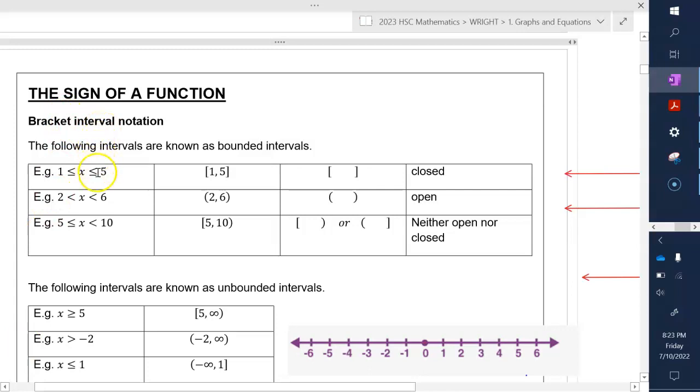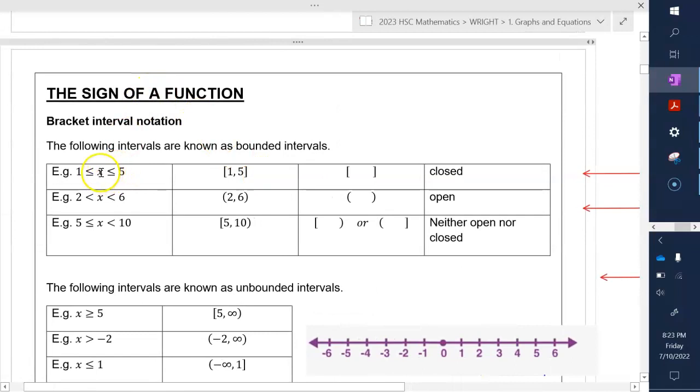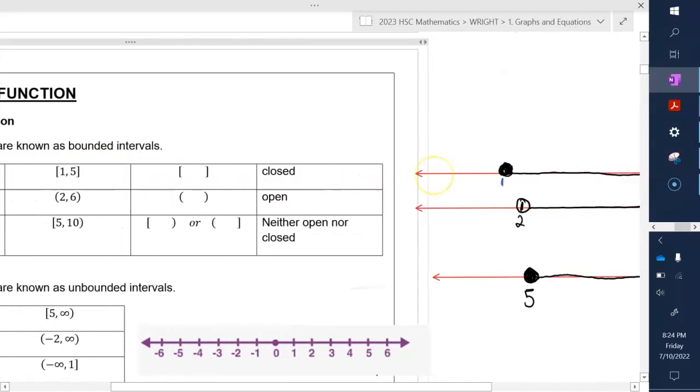Bracket notation. So we can write our domains or the values that our x can take in terms of inequalities. We can write them in terms of brackets, and we can also show them on a number line. So let's have a look at our first one here. We're saying it here, x has got a less than or equal to either side. So x is between 1 and 5. When we have the equal sign underneath the inequality, we can show that with a closed bracket. And then on a number line, we show that as a coloured in dot.